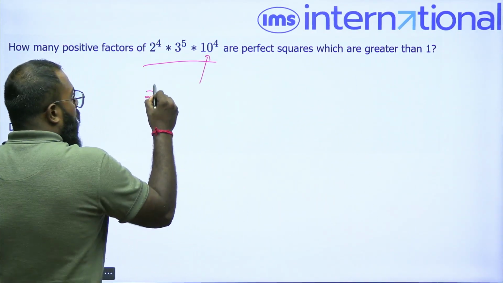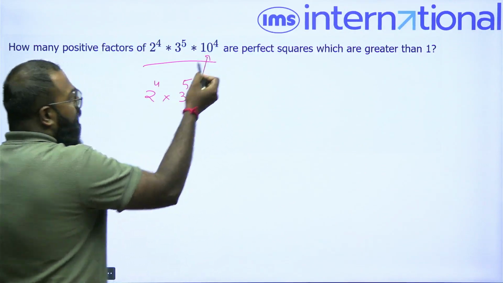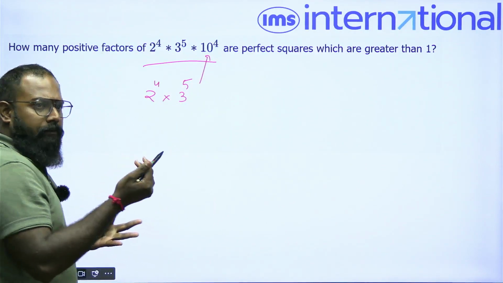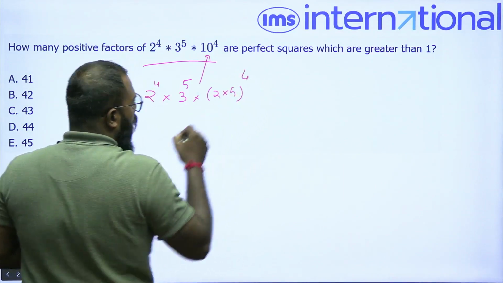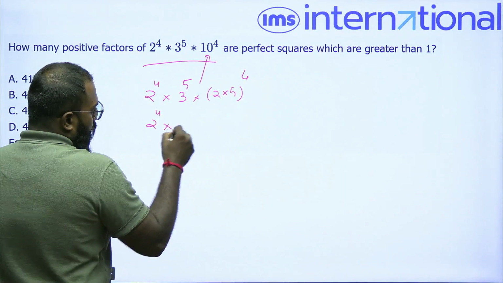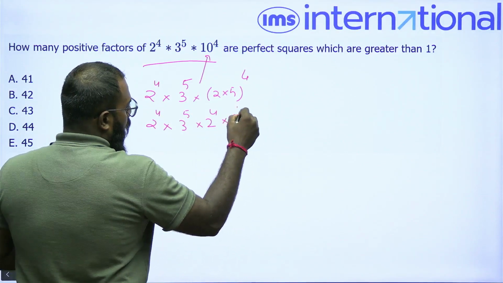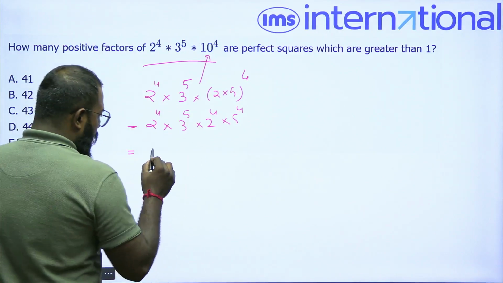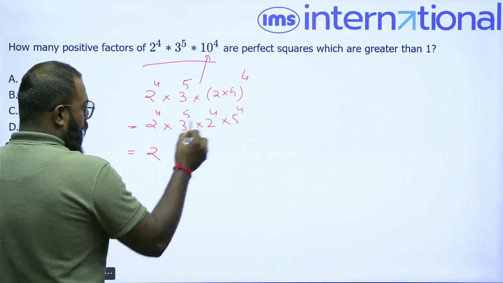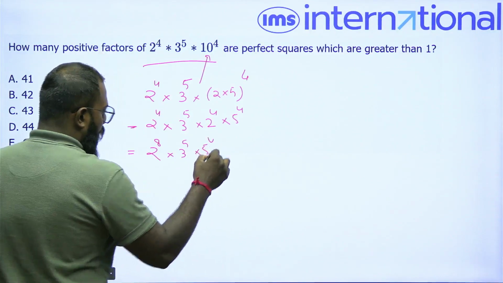So 2 raised to the power 4 is perfect. Then we have 3 raised to the power 5. And then we have a 10. 10 can be written as 2 times 5. So I can go ahead with 2 times 5 whole raised to the power 4. So 2 raised to the power 4, 3 raised to the power 5, and then again a 2 raised to the power 4 times 5 raised to the power 4. If I take all the like terms together, I'll be left with 2 raised to the power 8, 3 raised to the power 5, and 5 raised to the power 4.